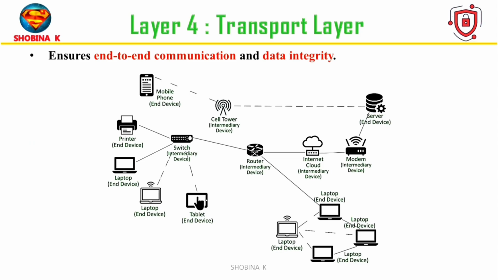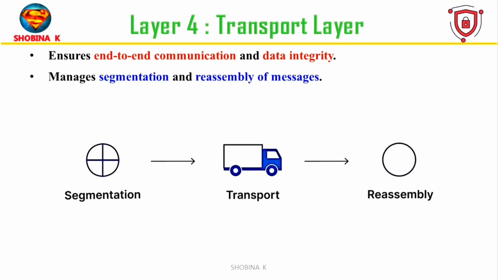The transport layer, or layer 4 of the OSI model, is responsible for ensuring reliable communication between devices over a network. It manages data flow control, segmentation, and error correction to facilitate end-to-end communication and maintain the integrity of data as it travels across the network. This layer plays a crucial role in the overall functionality of network communication.